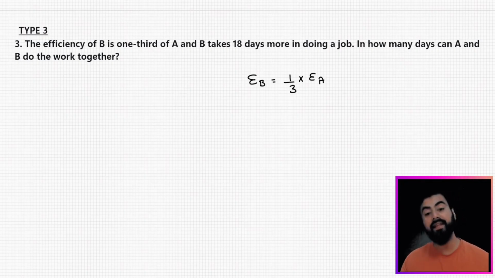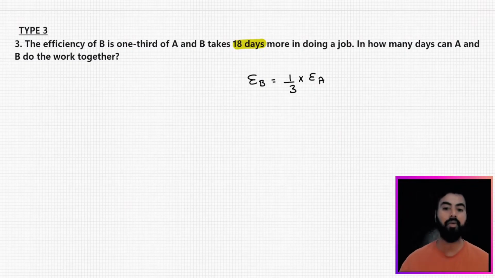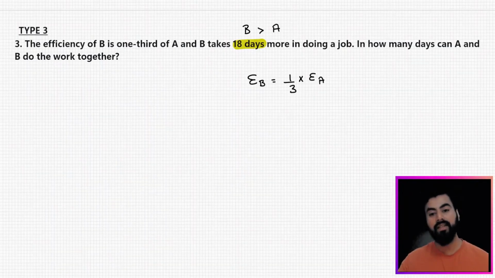And B takes 18 days more in doing a job. So if I ask you what 18 days is representing here, you would say, sir, 18 days is the time difference between B and A. And since B takes more time, it means B के जो number of days होंगे वो A के comparison में ज़्यादा रहे होंगे. So B must have taken more number of days compared to A. और कितने ज़्यादा दिन लिए? According to the question, it is 18.